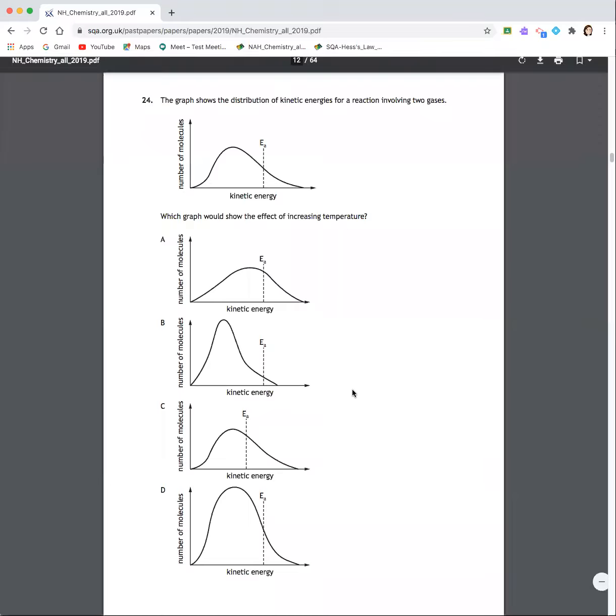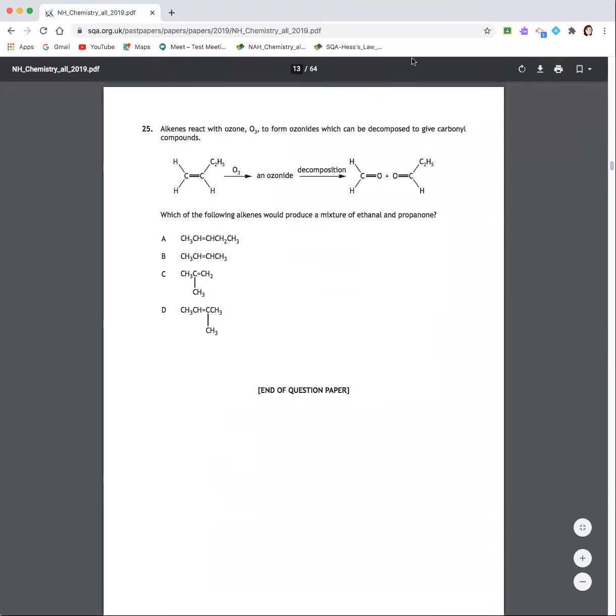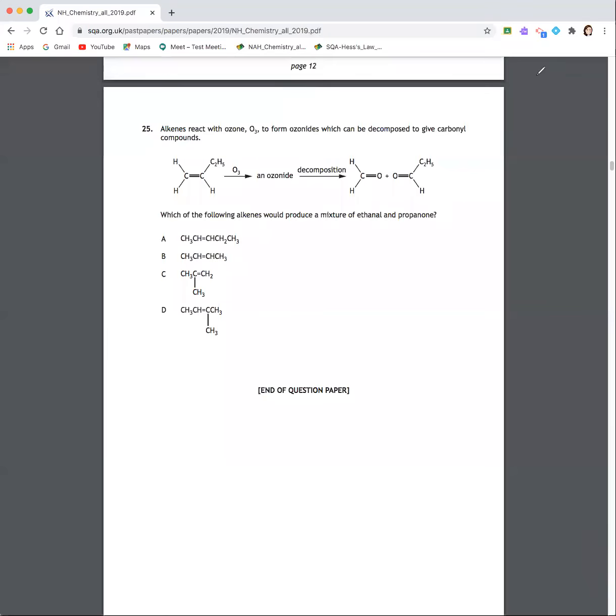And then question 25 is our problem solving question. So alkenes react with ozone to form ozonides, which can be decomposed to their carbonyl compounds. Which of the following alkenes would produce a mixture of ethanal and propanone?